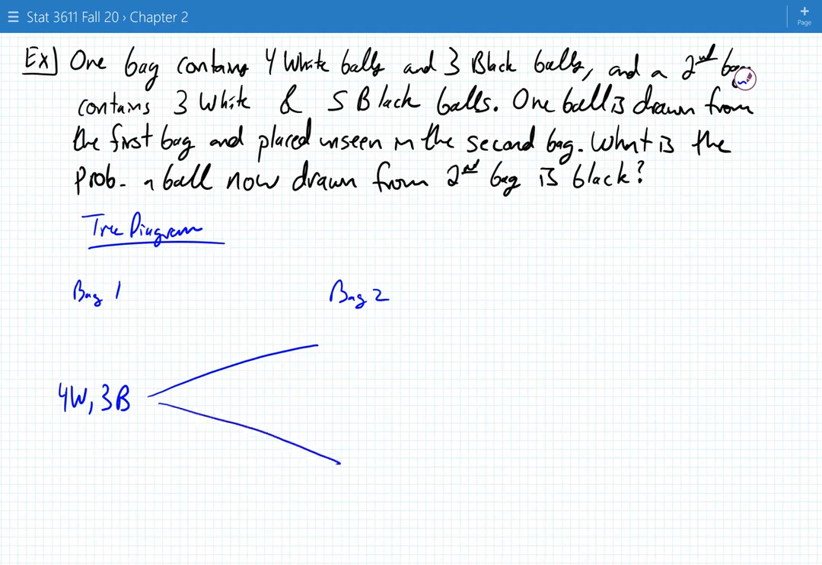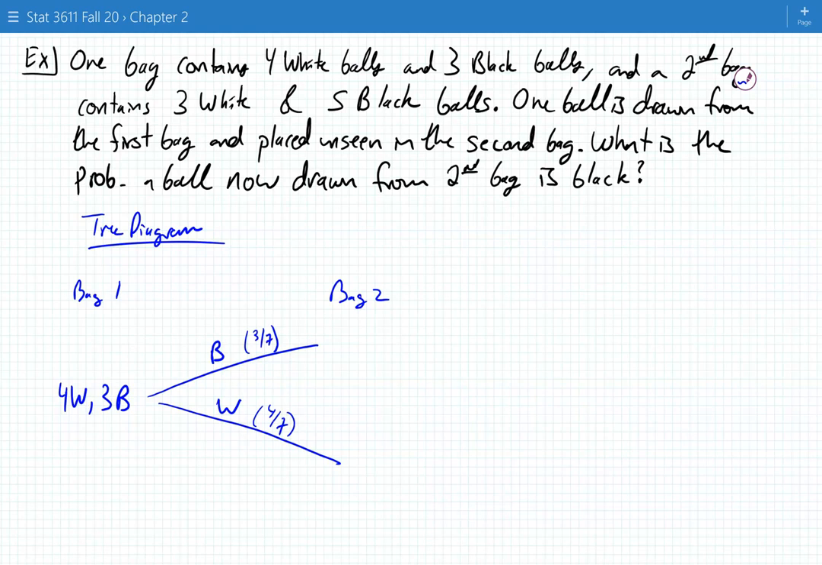Now, you can either draw a black ball and put it in bag 2, or you can draw a white ball. So let's say this branch will be for drawing a black ball, moving it into bag 2, and this branch will be for drawing a white ball, moving it into bag 2. All right? What's the probability that we draw a black ball in bag 1? Well, there are 3 black balls and 4 white, so there's 7 total. That probability is 3/7. So I'm just going to put that on the branch there. Probability that we would draw a white ball, move it over to bag 2, then would be 4/7.